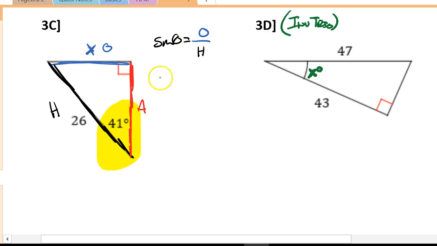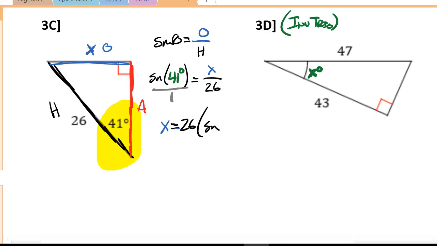Okay, so not getting too far ahead, let's go back to 3C. We're going to plug in our relevant information. I know what the angle measure is, so 41 degrees. That is the sine of 41 degrees is equal to the ratio of the opposite side, which is x, over the hypotenuse, which is 26. This looks kind of clunky. However, if we remember, all we need to do is put this over 1, and now we've created a proportion that we can cross multiply and solve. X times 1 gives me x, and this is going to be equal to 26 times the sine of 41 degrees.